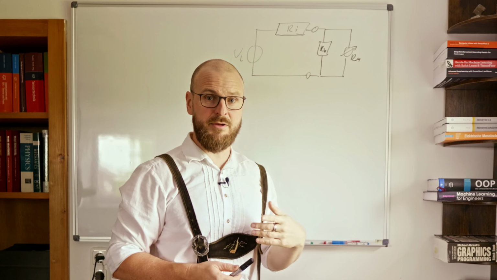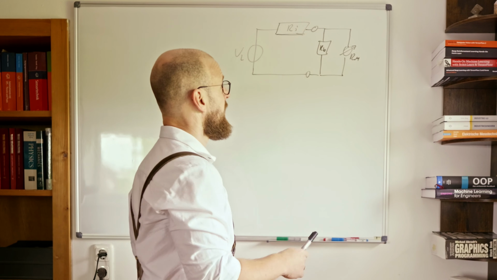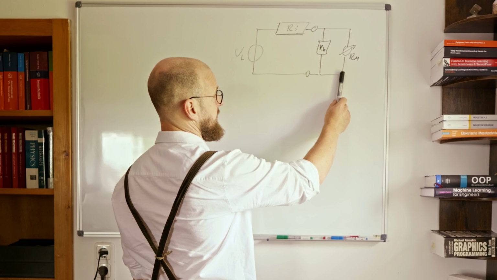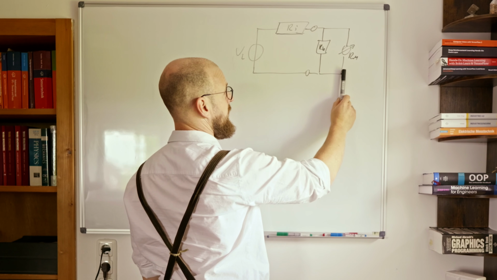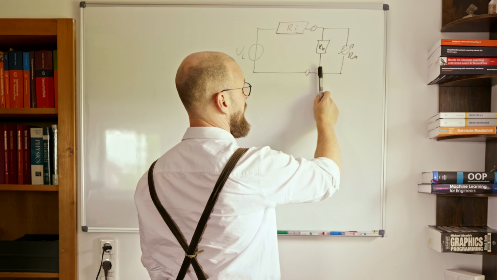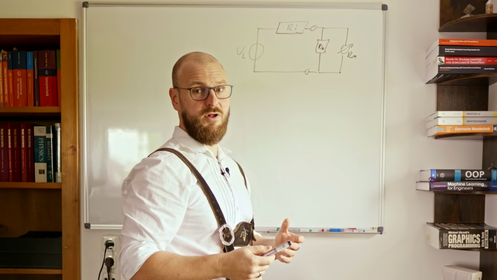But again, we are introducing some error. Why are we introducing an error? Because now there's a second route the current can flow along. That's the first thing. So the current flowing over RB won't be the same, whereas the voltage would be the same.